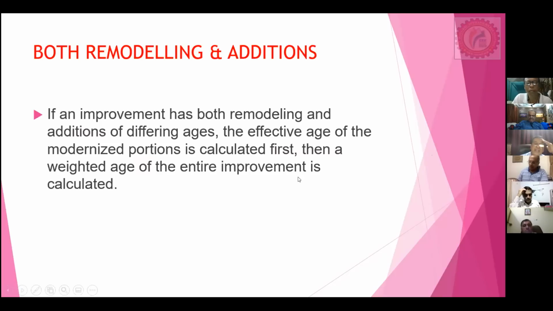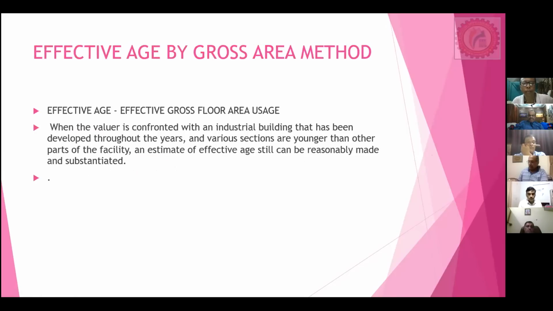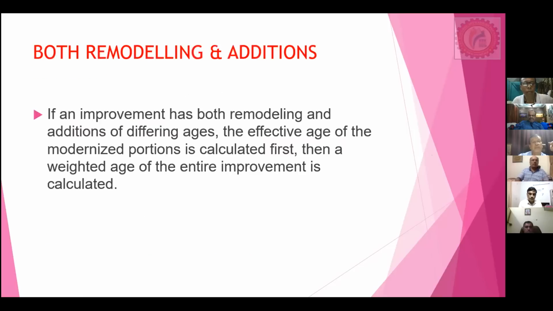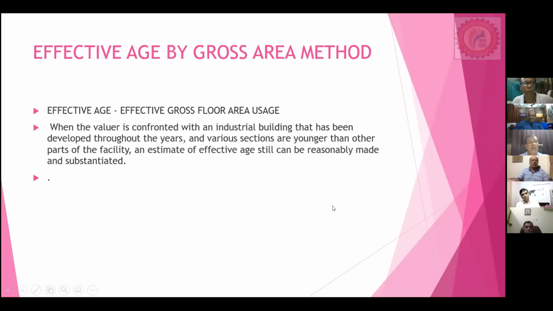Then the weightage method is applied to the entire improvement. First we have to make an adjustment for the modernization, and then we have to make an adjustment for the additions. First you allow for the modernization and then for the additions. I will show one more example. Here we have used the weightage method and the percentage method, and we can use the area method also for calculating the effective age.